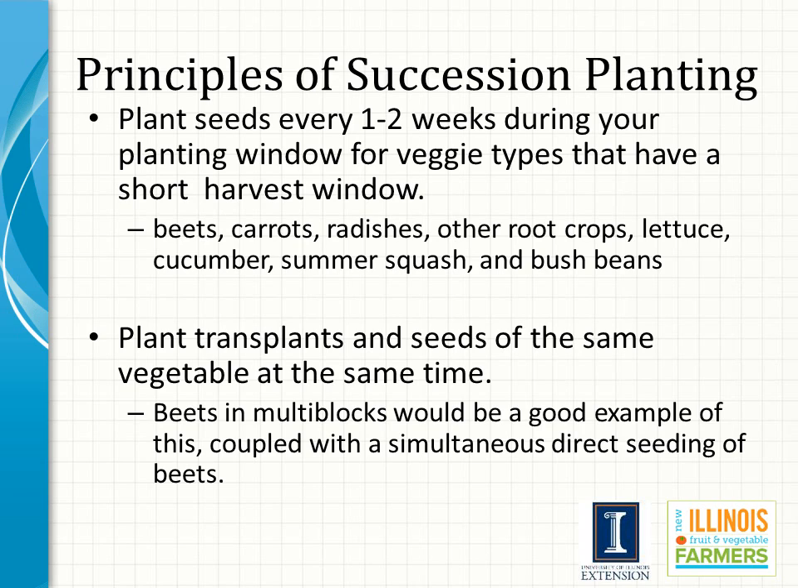An example of this would be beets that you start in multi-blocks in the greenhouse as transplants. When those multi-block transplants are put in the field, you could simultaneously do a direct seeding of beets, either in the same bed or a different bed, to be harvested after the transplanted beets.